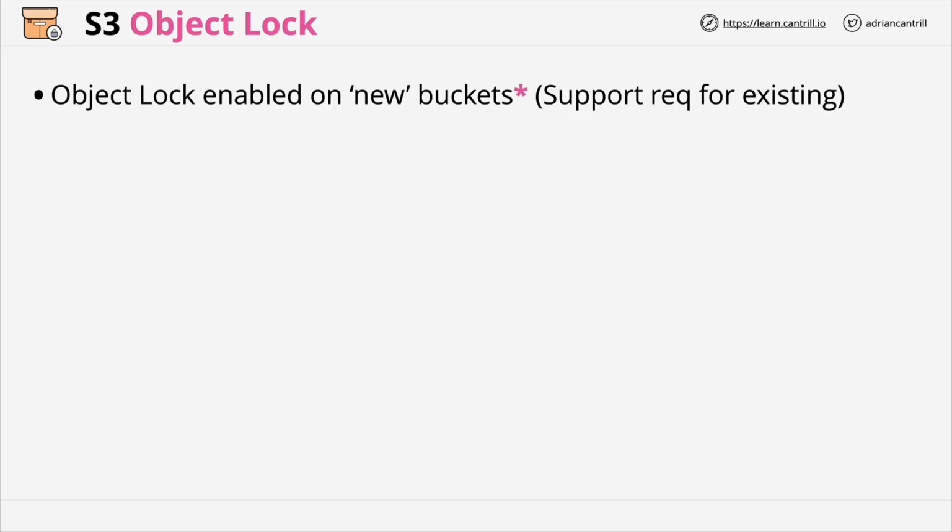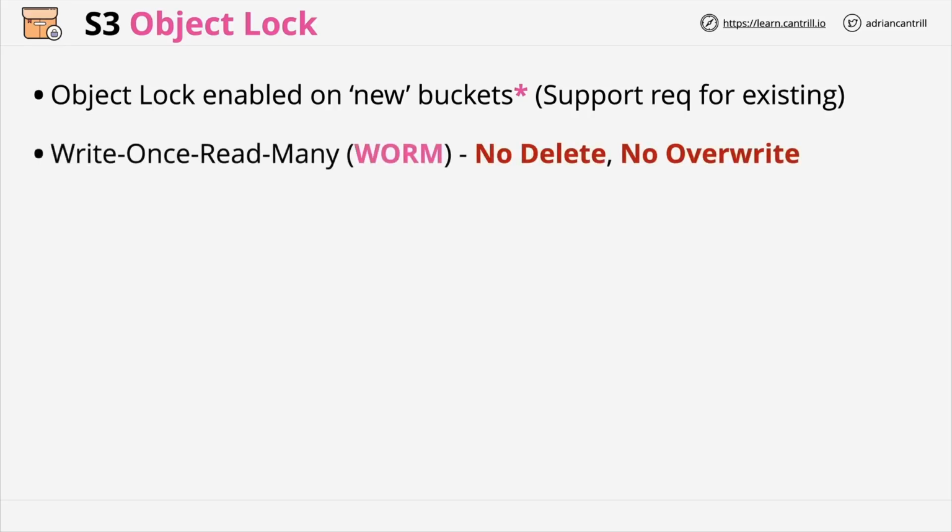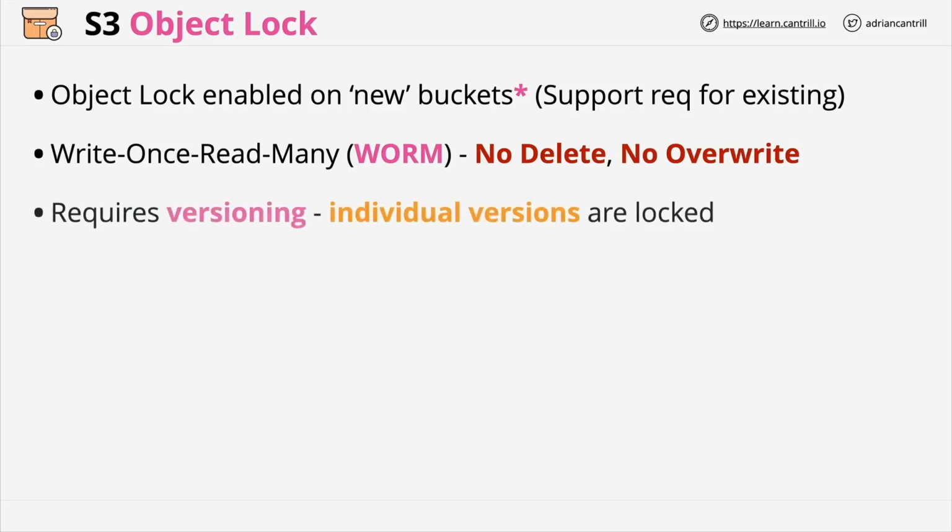Object lock implements a write once, read many architecture, and this is known as WORM. It means that you can set it so that object versions once created can't be overwritten or deleted. And just to reiterate, since this is a pretty important point, the feature requires versioning to be enabled on a bucket, and because of this, it's actually individual object versions which are locked.